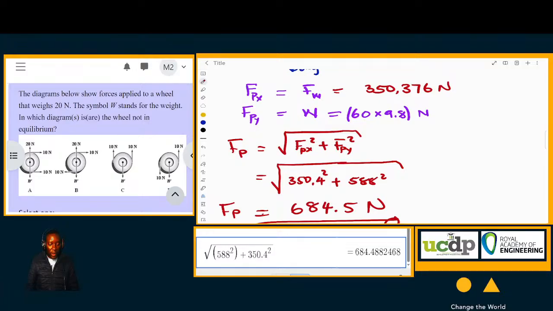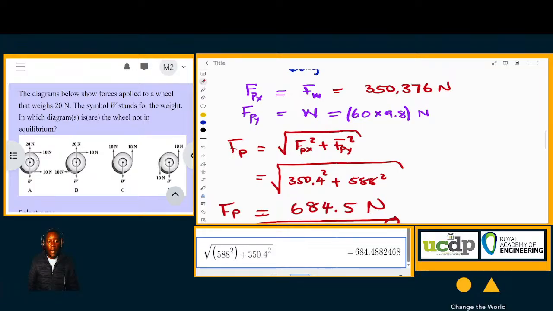What do you think about this question? It's a simple one. The diagrams below show forces applied to a wheel that weighs 20 newtons. The symbol W stands for the weight. In which diagram or diagrams is or are the wheel not in equilibrium? So in which diagrams will the wheel not be in equilibrium?